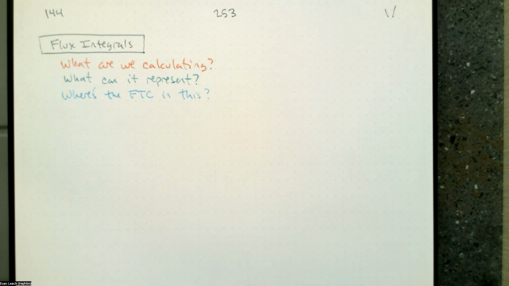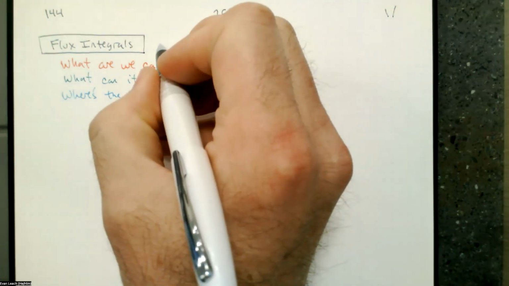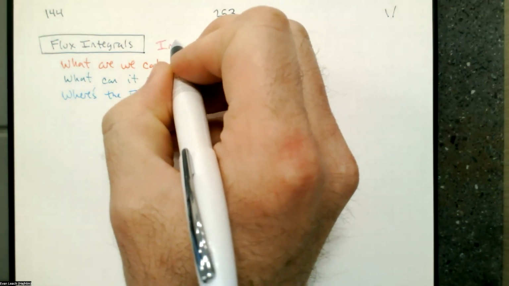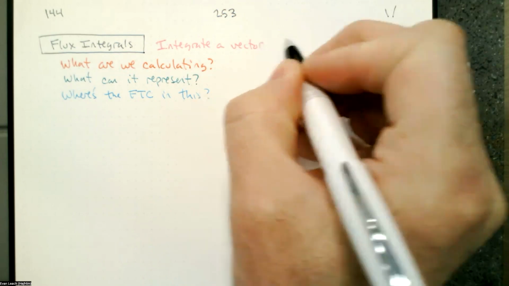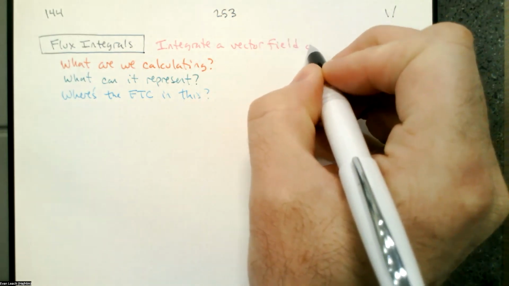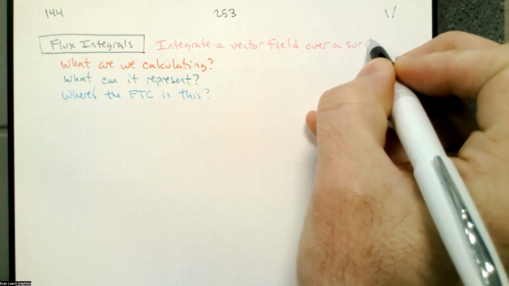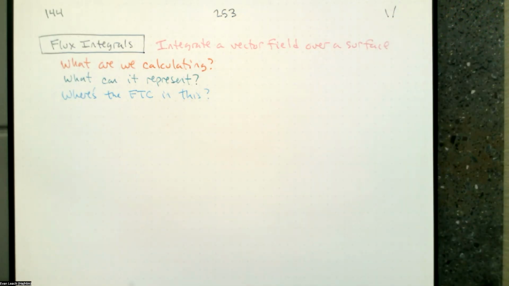So in a flux integral, we are integrating a vector field, like a line integral, integrating a vector field over a surface rather than just a curve. So we are integrating a vector field over a surface.